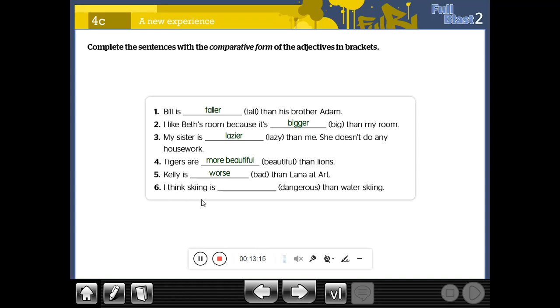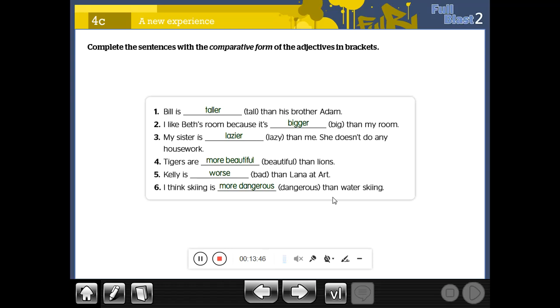I think skiing is more dangerous than water skiing. We compare between skiing and water skiing. Dangerous is, yes, it has more than one syllable. Dangerous, 3 syllables. So we add more dangerous than water skiing. More dangerous than water skiing.